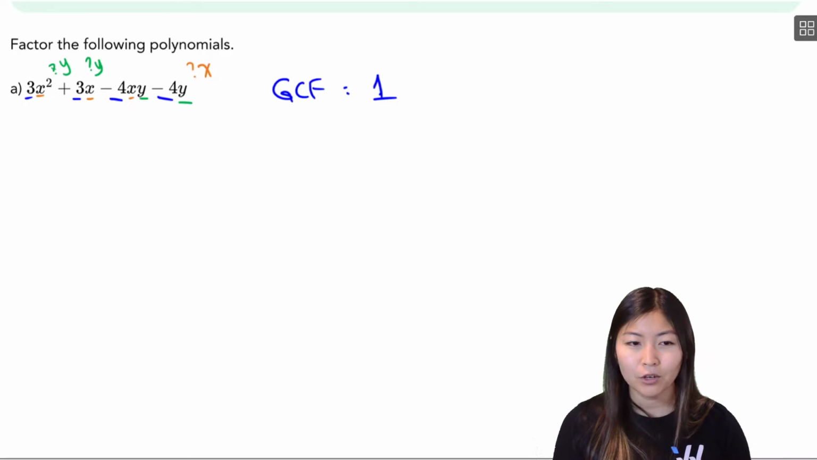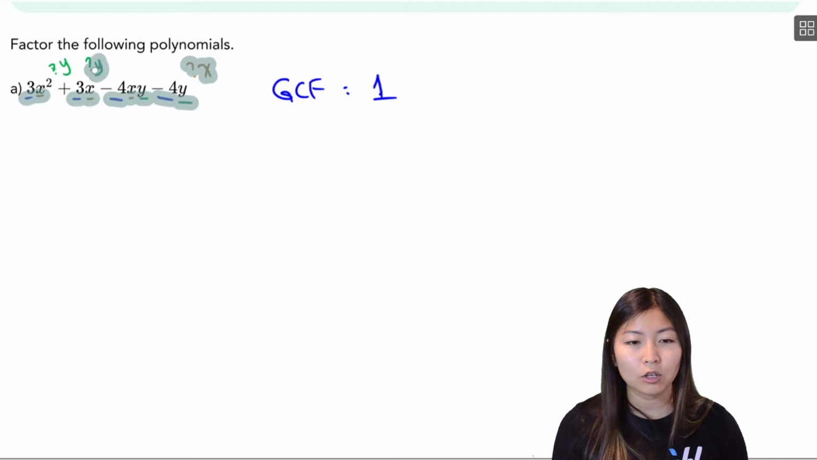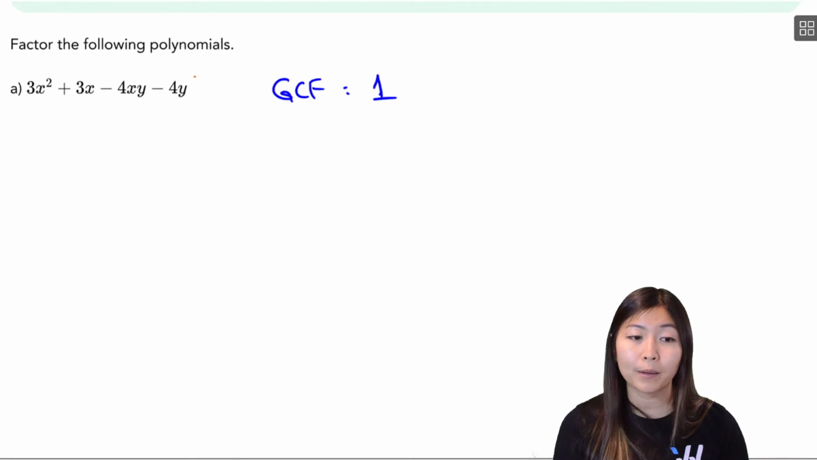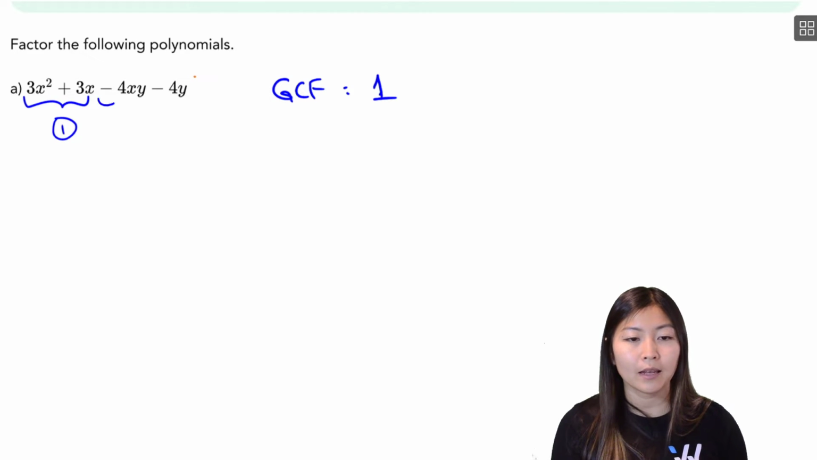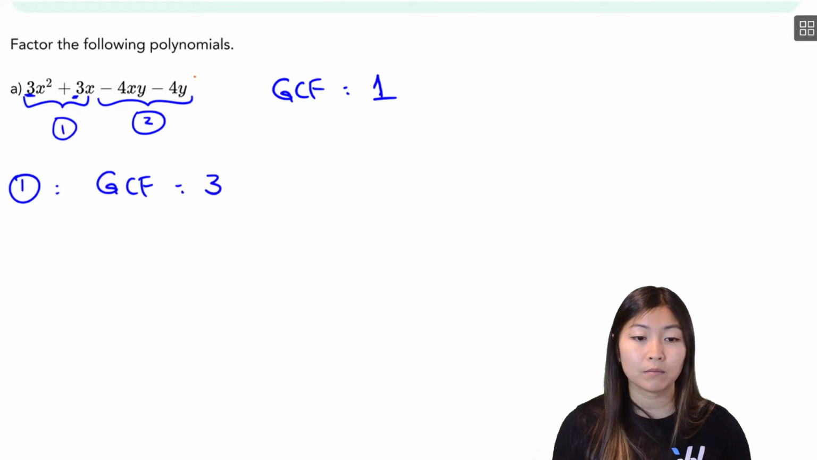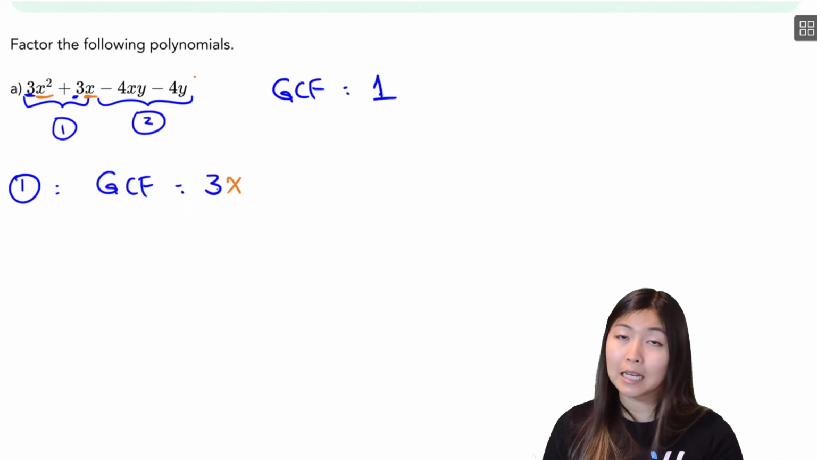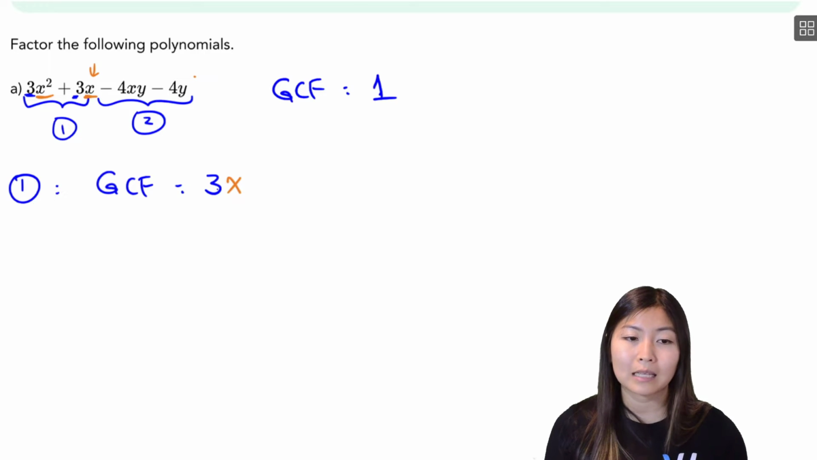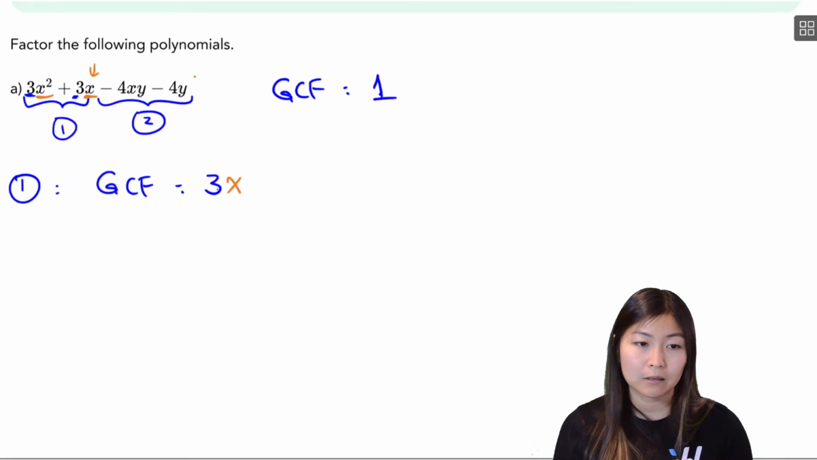Not quite. Notice that if we look at the terms in pairs, they actually have a lot more in common. So I'm going to group these two together and call that group 1. And then I'm going to group these two together and call that group 2. Let's first look at group 1. What is the GCF? Well, in terms of the number part, 3 and 3. So 3 is a common factor. How about in terms of the variable part? Well, we have x squared and we have an x. So I can take out at least an x from both of them. Can I take out any more? Well, no, because the second term only has an x to give, so that's it. I can take out a 3x.